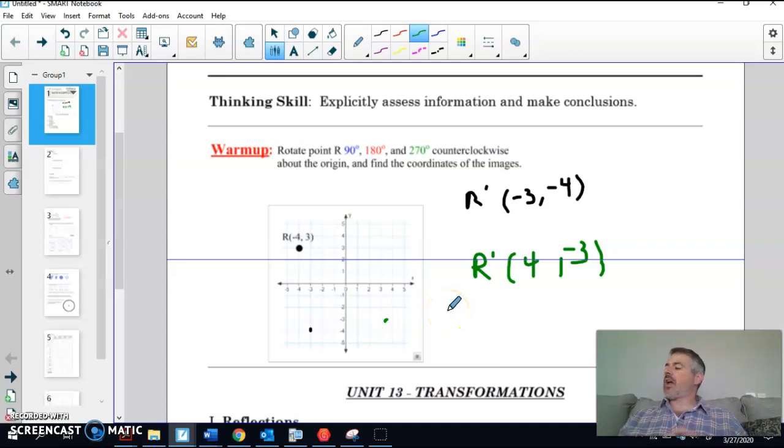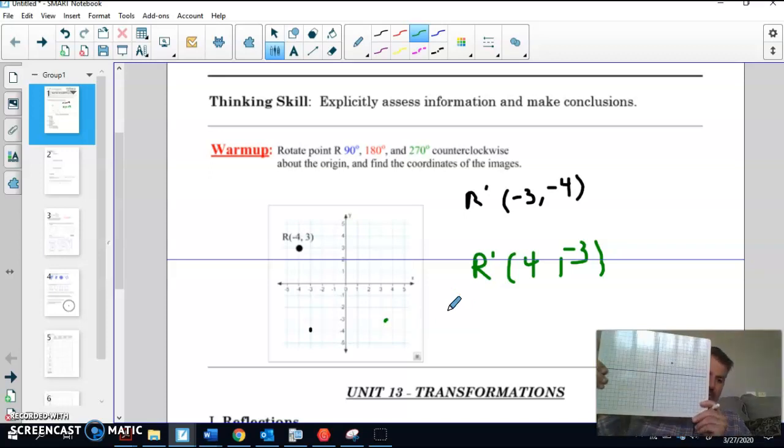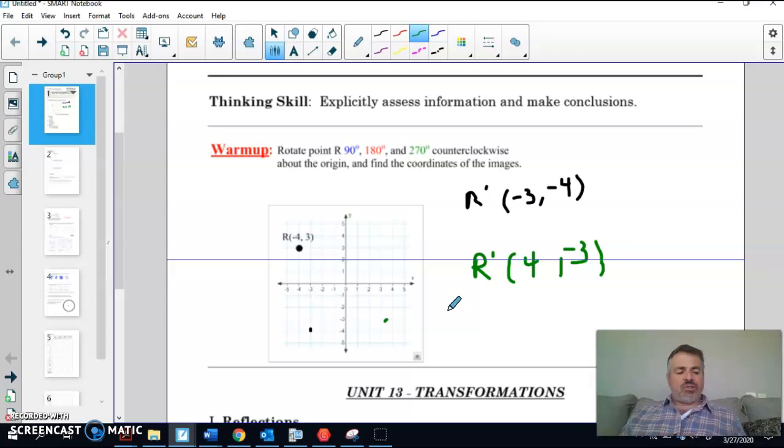So again, do that, or I could just turn the paper. There's my pre-image point still from before, and now I'm going to go 180 degrees. So there's 90, 180, and then you can see that it ends up in the 4th quadrant there at 4, -3. Now 270. For 270, I'll use a different color on that one.